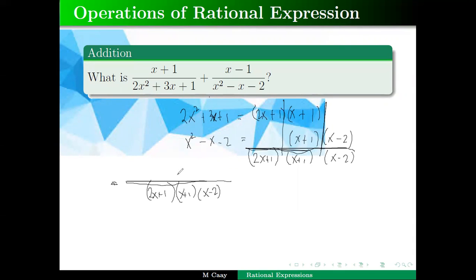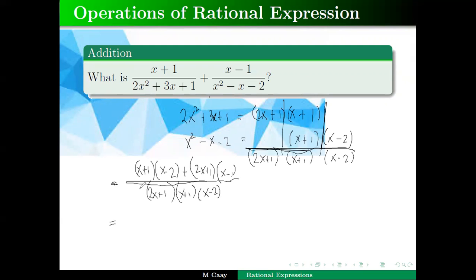This LCD will be divided by the first denominator. Note that the first denominator is equivalent to this. So what is left is x minus 2. So I multiply x plus 1 by x minus 2. Plus, if I divide this by this, what is left is 2x plus 1. So I have 2x plus 1, and I have x minus 1 here.